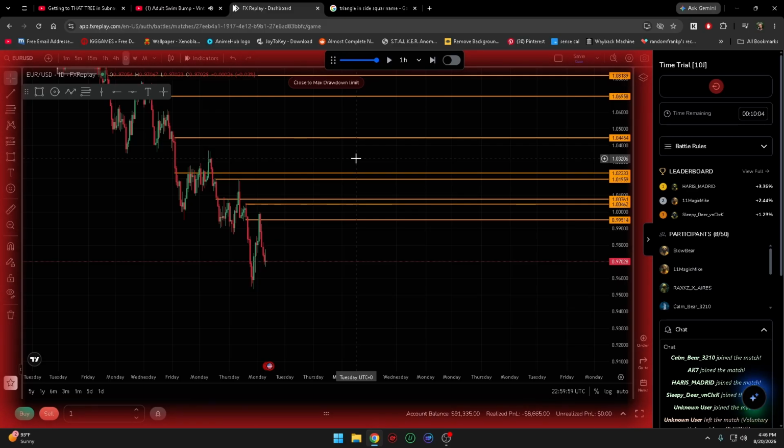It has wicks on both sides and is found when price is imbalanced.